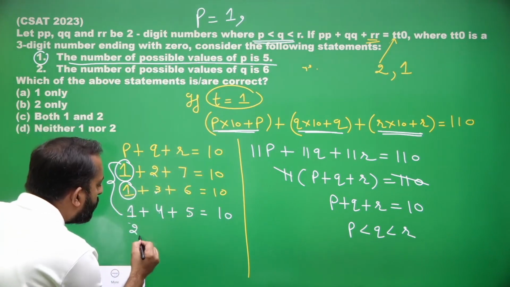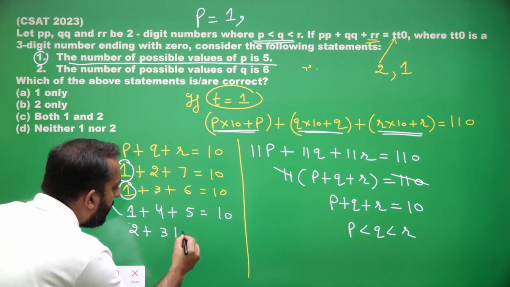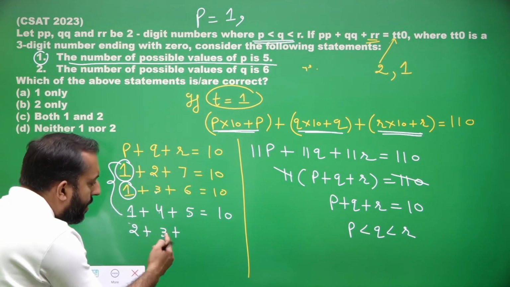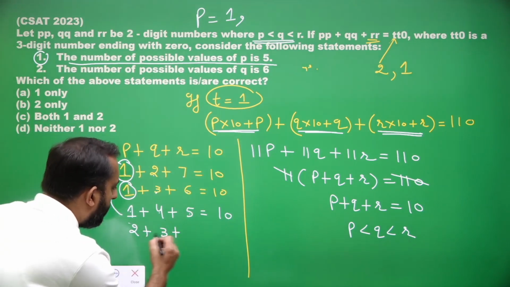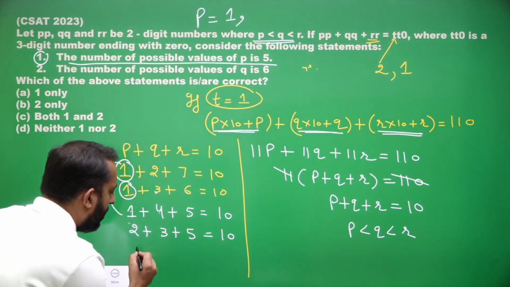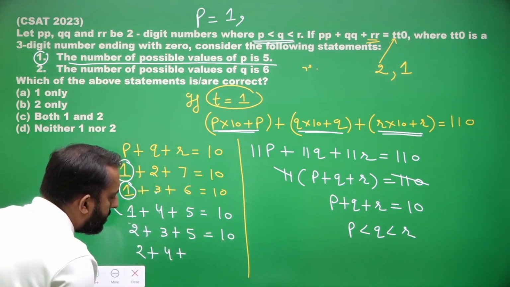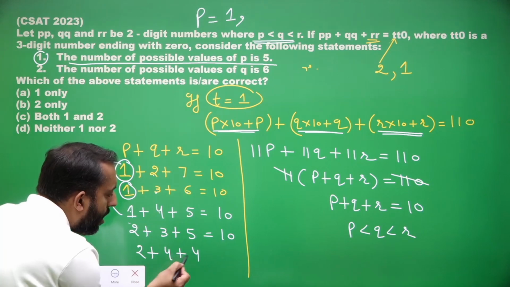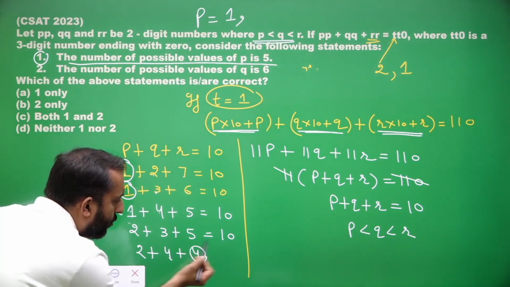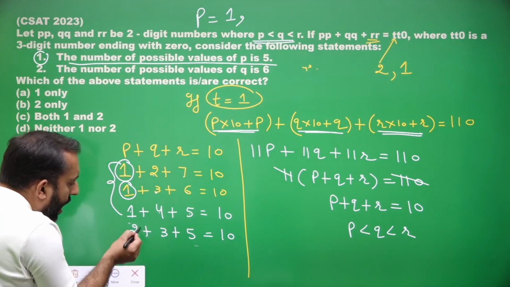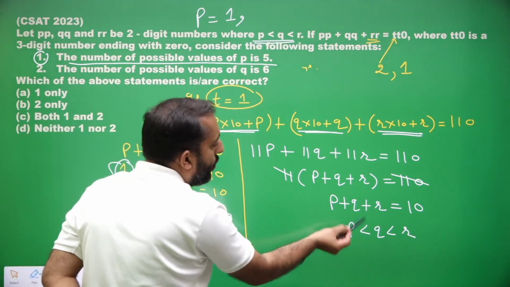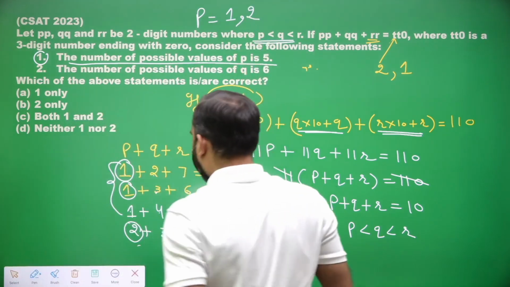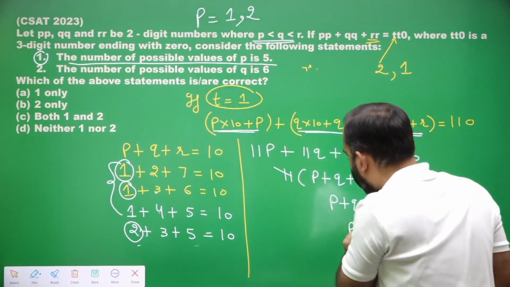What if P is equal to 2? So 2 plus 3, because Q has to be more than 2, plus 5, 10. 2 plus 4 plus 4 cannot be considered. Why? Because R should be more than Q. So this is discarded. So from this condition, the maximum value that P can take is 1 and 2.